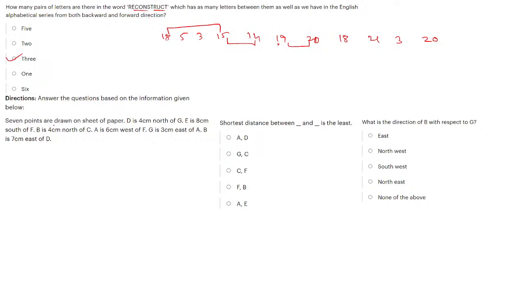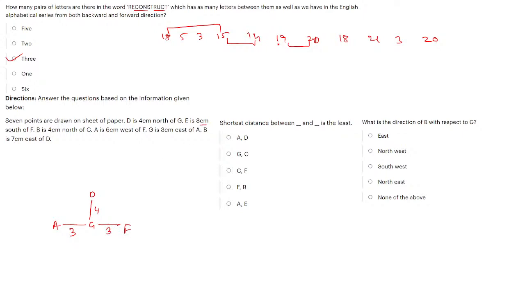Moving to next. 7 points are drawn on a sheet of paper. D is 4 centimeter north of G. And G is 3 centimeter east of A, right? Whatever we have already drawn here, based on that related character, we will find out the next so that we can move in a very fast way. Now, A is 6 centimeter west of F. That means this is 3. So another 3. This is F, right?